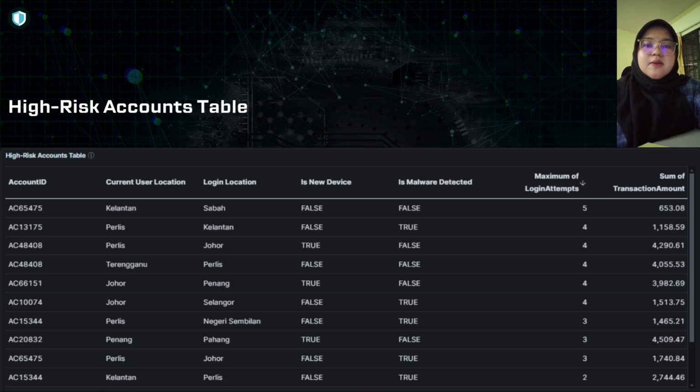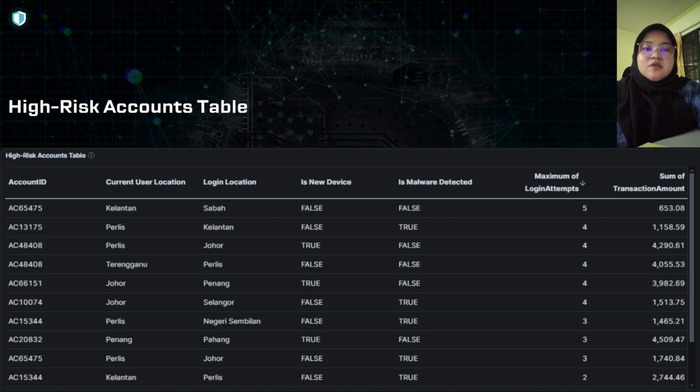The high-risk account table shows a list of accounts flagged for unusual or suspicious activities. These activities include location differences, logins from new devices, malware detection, and high transaction amounts. Each row provides details about the account, such as the user's current location, where the login happened, whether the device is new, if malware was detected, the number of login attempts, and the total amount of transaction.